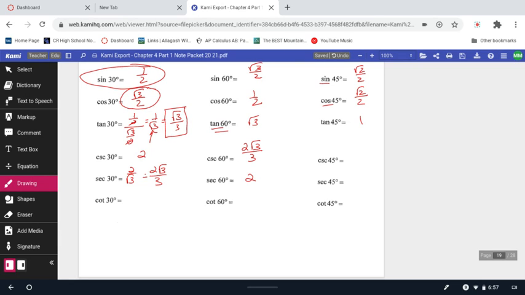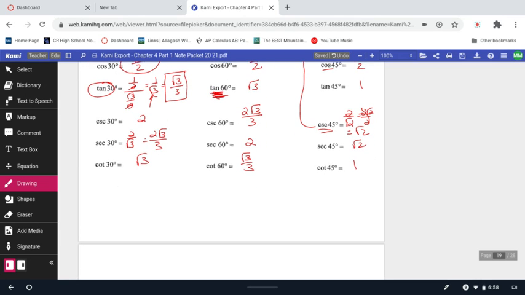Okay, cotangent of 30, you can do a couple of things. It has the same exact answer as the tangent of 60, or the reciprocal of the tangent of 30, which ends up being root 3. This is root 3 over 3. All right, cosecant of 45 is the reciprocal of the sine of 45, so it's 2 over root 2, which is 2 root 2 over 2, which is just root 2. Secant of 45 would have the same answer as root 2, and the cotangent of 45 is also 1. Okay? So you're going to have to memorize this.